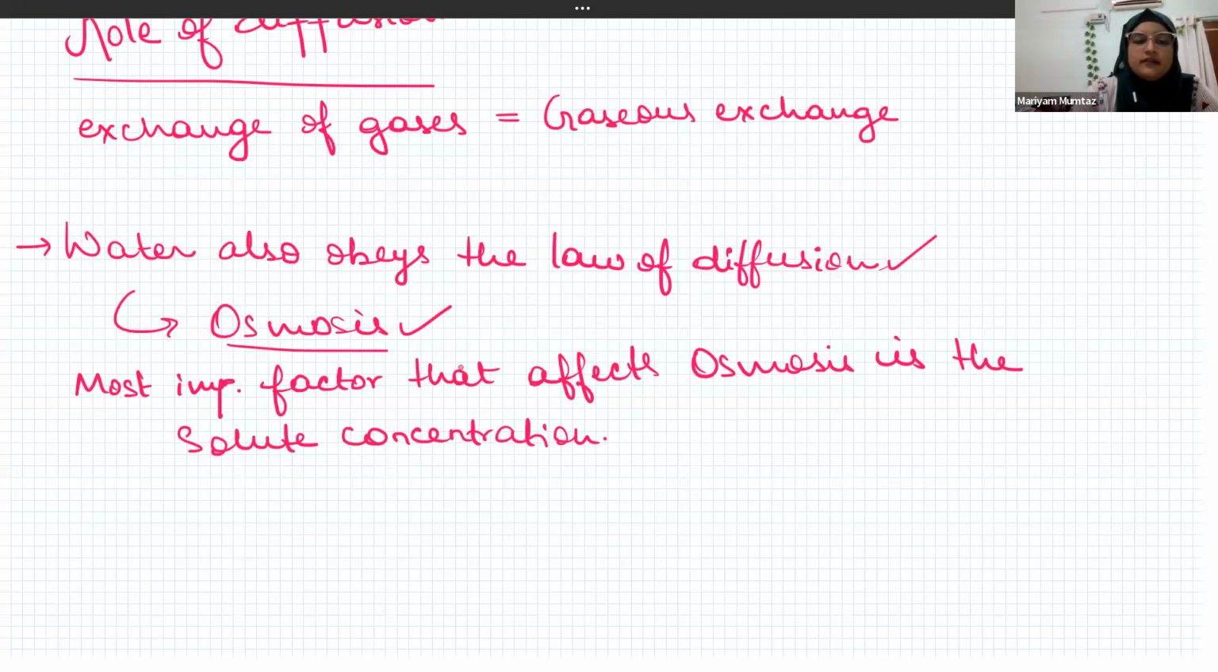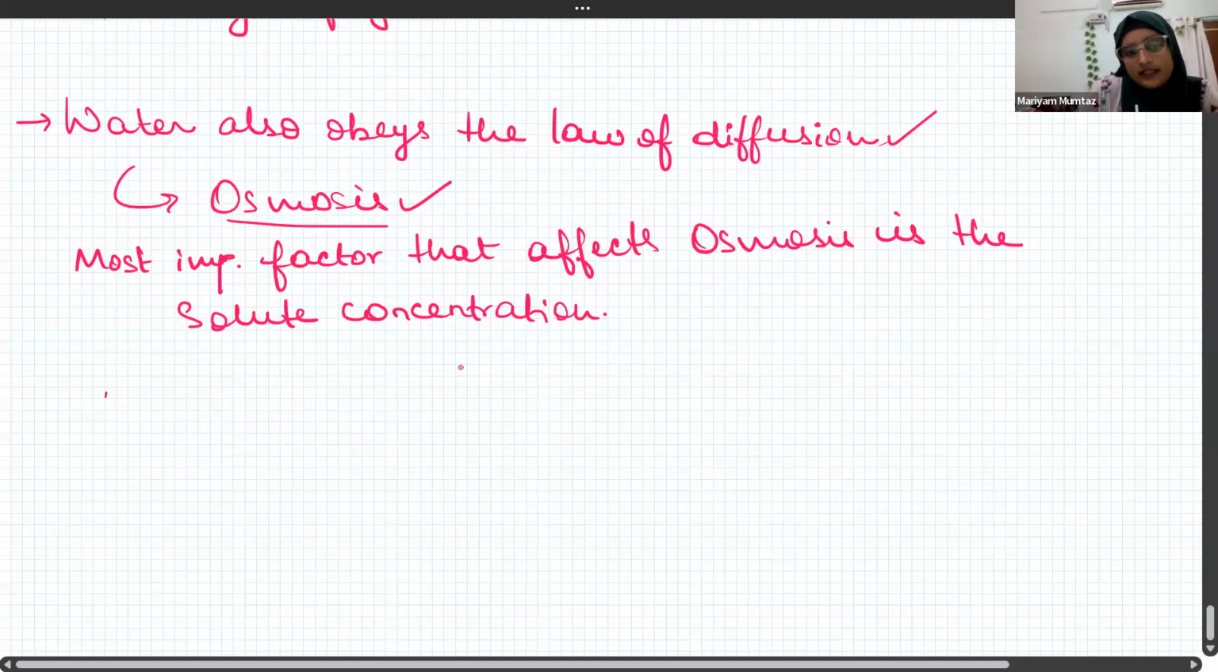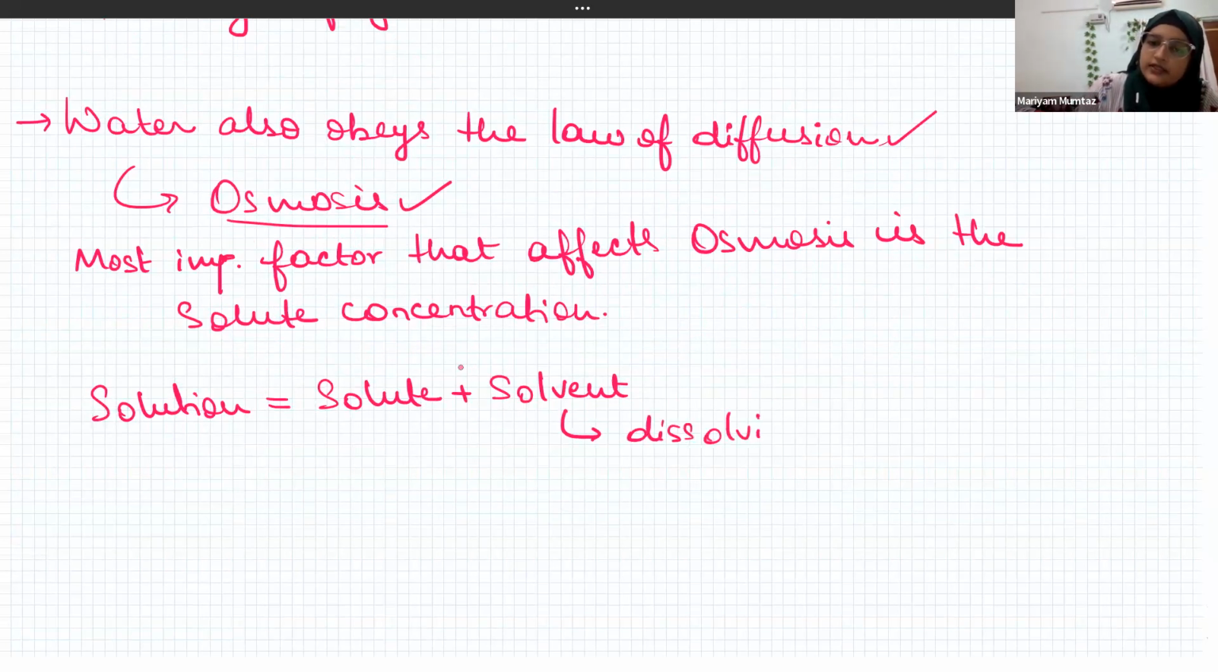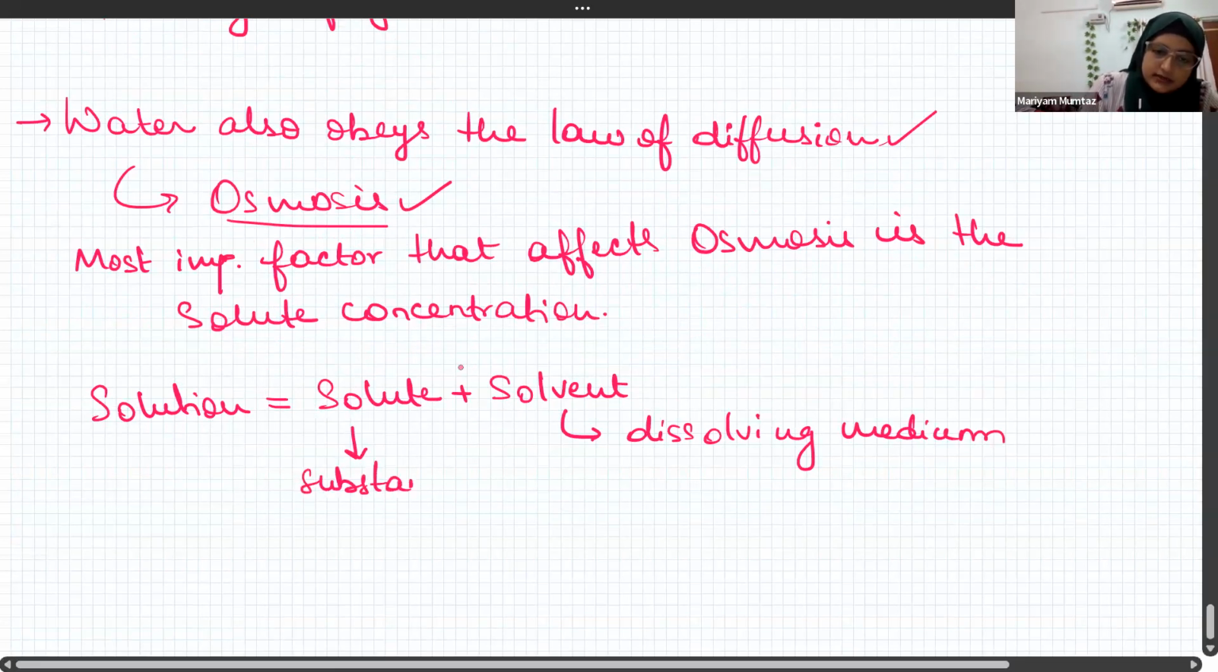Very good. For example, there is a thing known as solution. A solution is equal to solute plus solvent. Solvent is the dissolving medium, and you were very much right that solute is the thing which is being dissolved. It is the substance being dissolved.